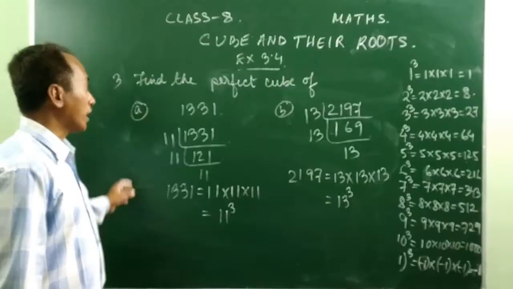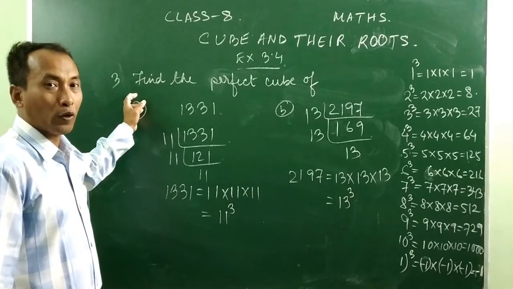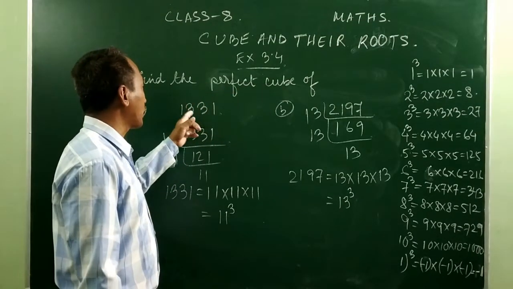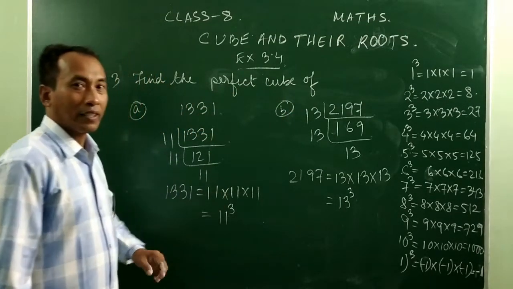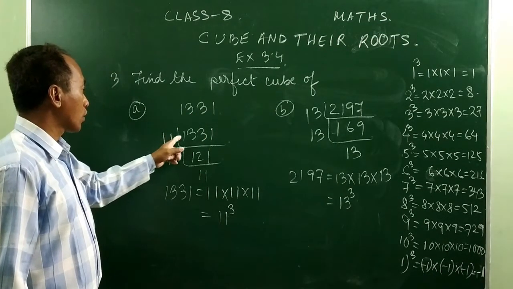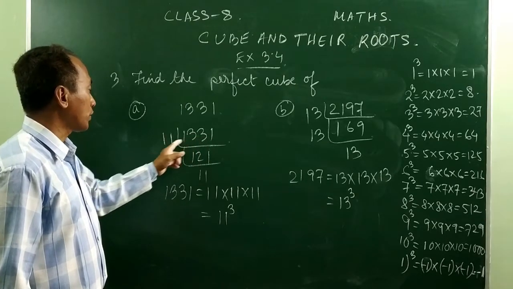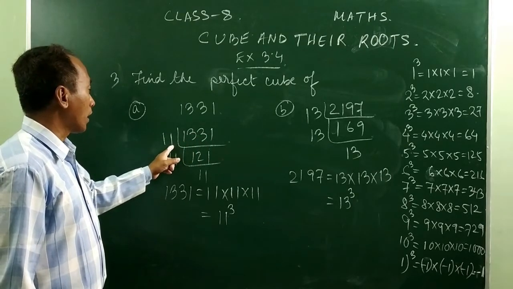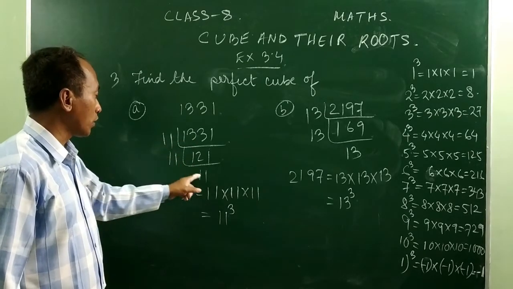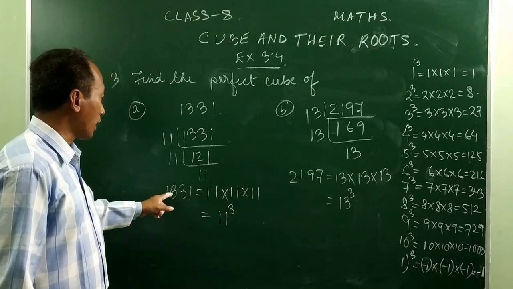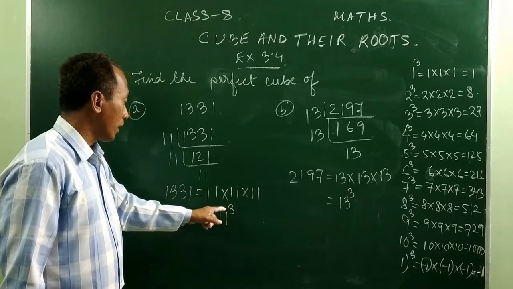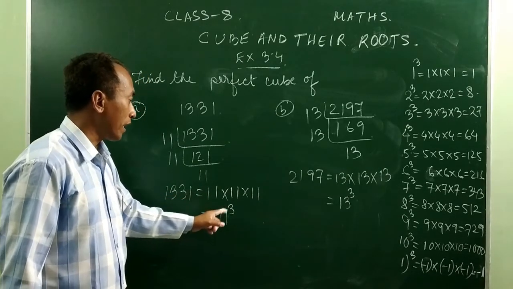In question number 3, it is written in your book, which one of the following is a perfect cube? Here, I have written 1331 and 2197. I just want to show you how to find out whether 1331 is a perfect cube. Take the factors of 1331. Here I am dividing 1331 by 11, and we get 11 into 11 into 11 as the factors of 1331. So 11 into 11 into 11 can be expressed as 11 cube. Therefore, 1331 is a perfect cube.